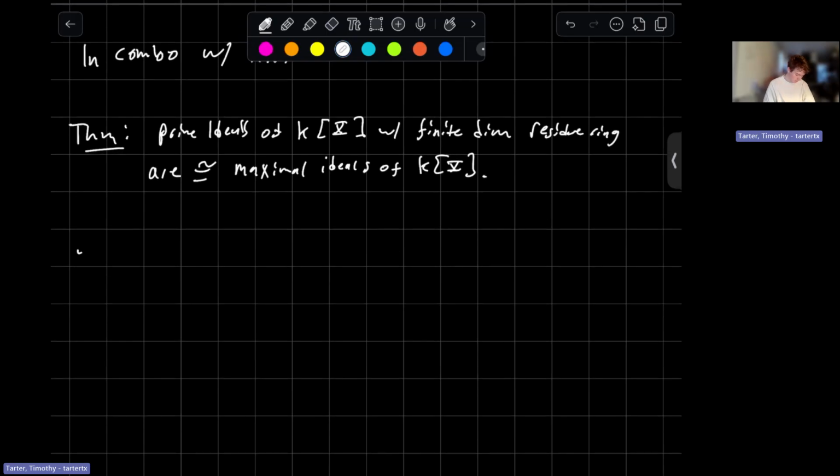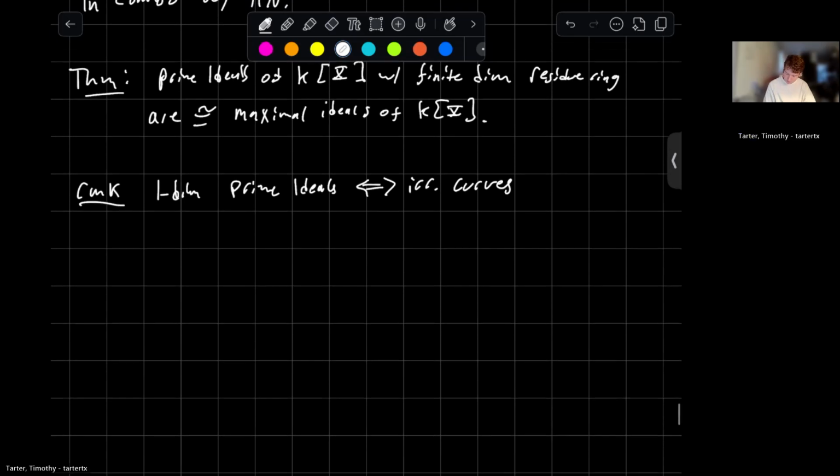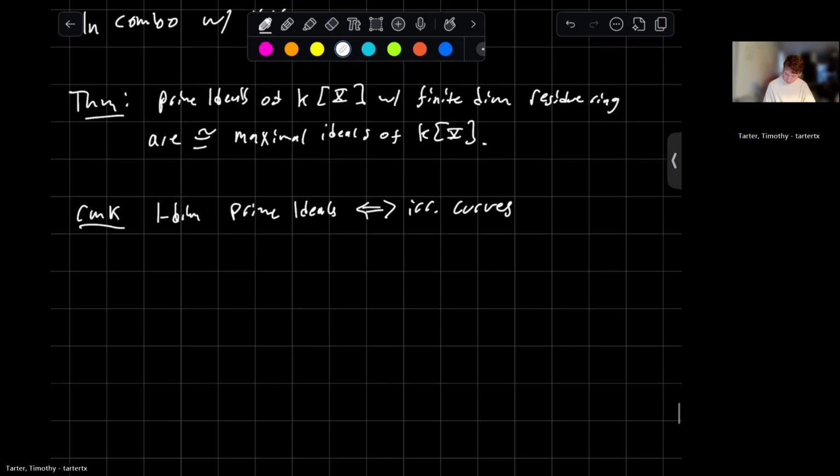So one-dimensional prime ideals correspond to irreducible curves. Thus, the answer to the purely algebraic question, what are the prime ideals of C[x, y, z], is fundamentally geometric. That's very interesting.